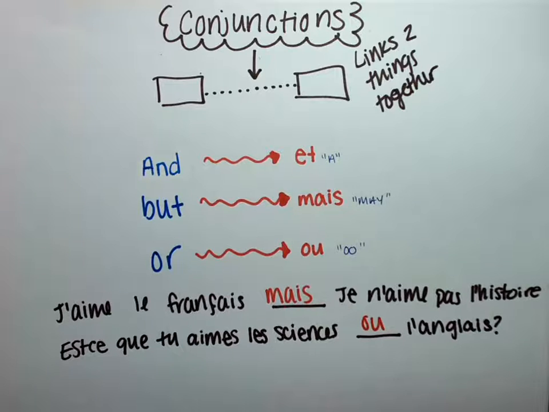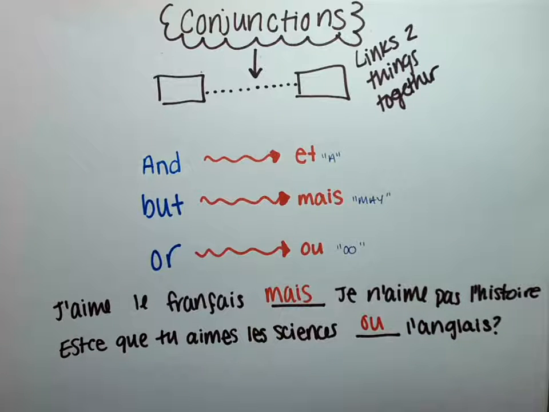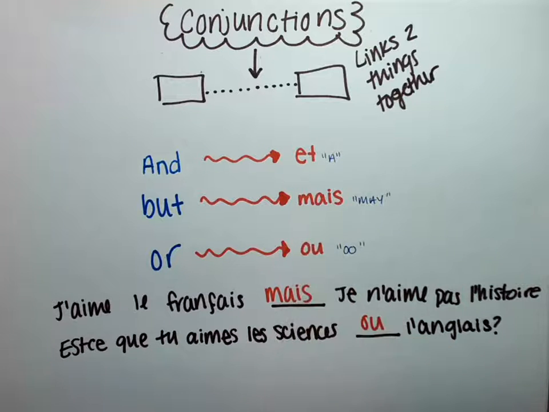So real quick review on conjunctions. We have et, which means and. So if I was saying I like history and French. Mais, which means but. So I like French, but I don't like history. Ou means or. So do you like science or English?